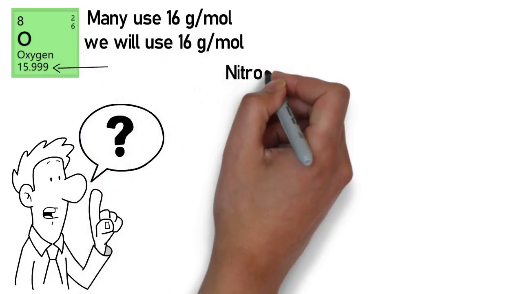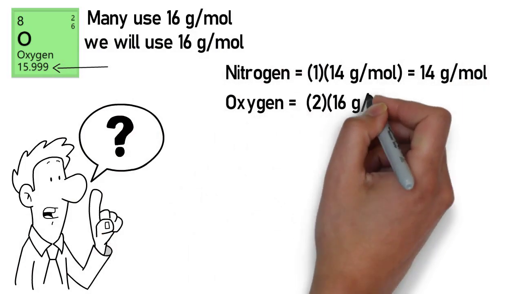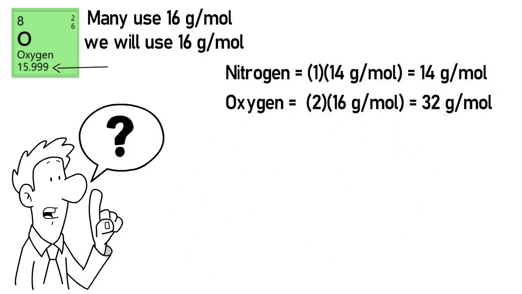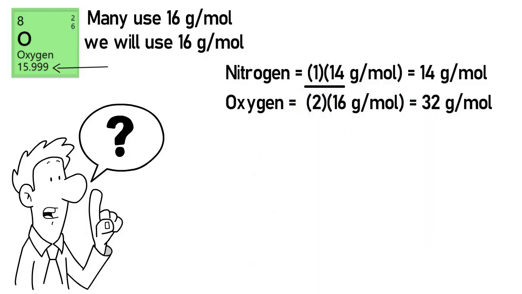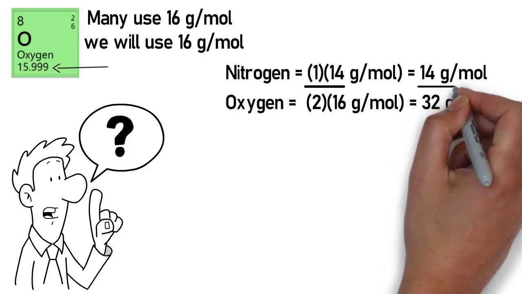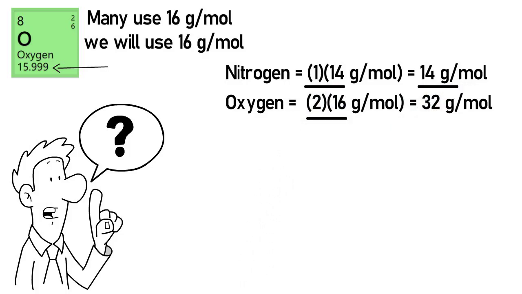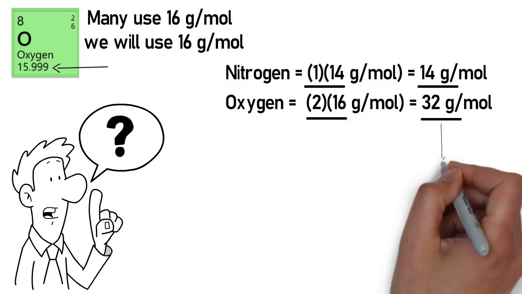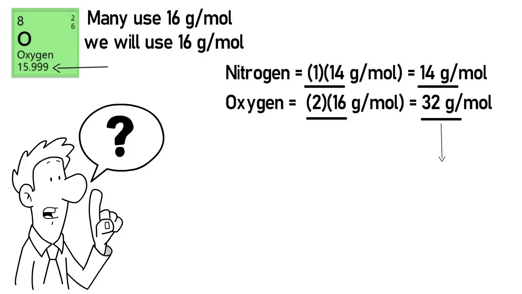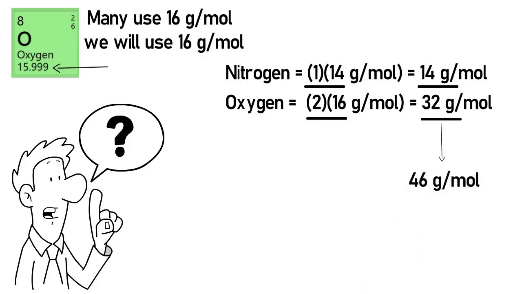Now that we have each individual element's molar mass, we can find the molar mass of the compound itself. Our formula tells me I have one nitrogen atom, so I multiply the molar mass of nitrogen by 1 and get 14 grams per mole. And for oxygen, I have two atoms, so I will multiply the molar mass by 2 and get 32 grams per mole. Add these two numbers together, and you get the molar mass for your compound. This gives us the molar mass of 46 grams per mole for nitrogen dioxide.